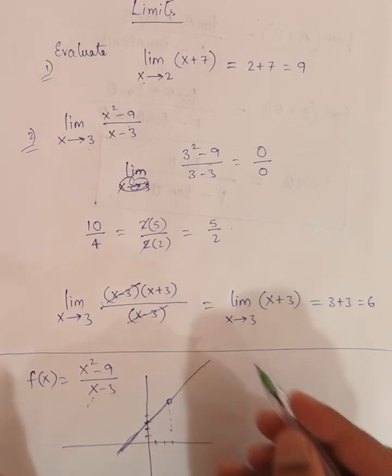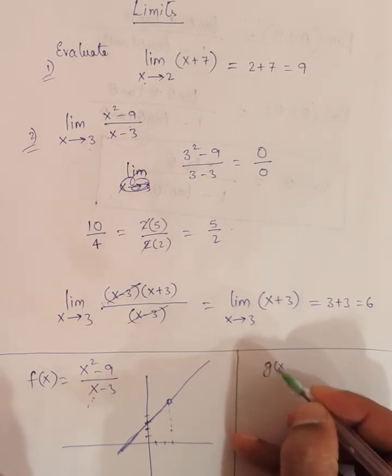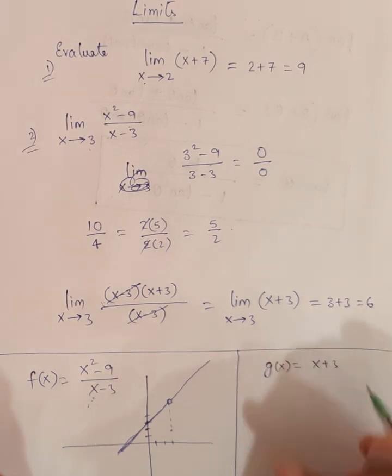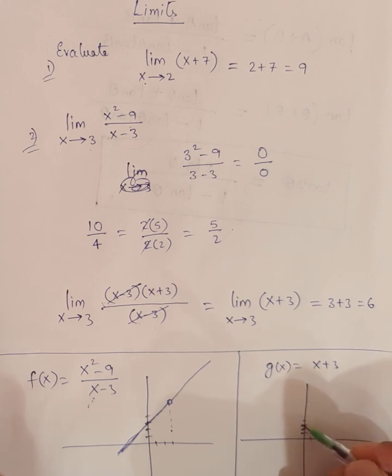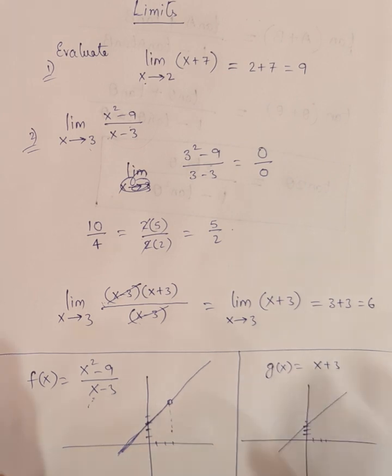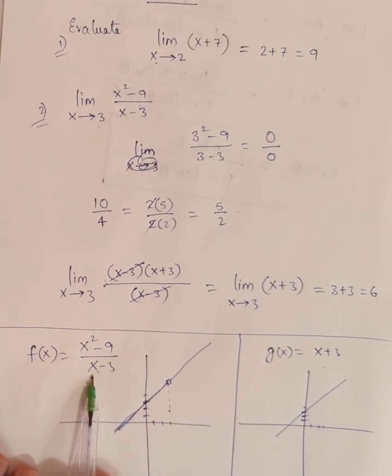So this is the graph of this function. Now, on the other hand, if you were to do g of x equals x plus 3, its graph is going to be a straight line without any hole. So this is a straight line. We all know that, x plus 3. This is almost x plus 3, but not quite. At x equal to 3, this is not defined.